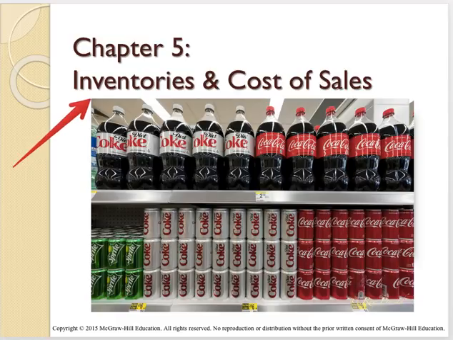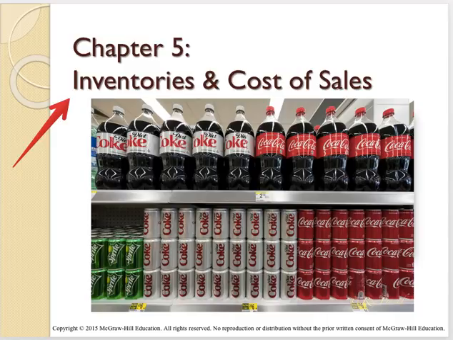Okay, so like I said, these are terms that we learned already in Chapter 4, and now in Chapter 5 we're going to build on those concepts and discuss some additional complexities related to inventories and cost of sales or cost of goods sold. So before we get into building on those concepts that we've already learned, I want to go back and review those concepts, make sure that we have a good understanding of what we learned in Chapter 4 so that now we can build on it in Chapter 5.